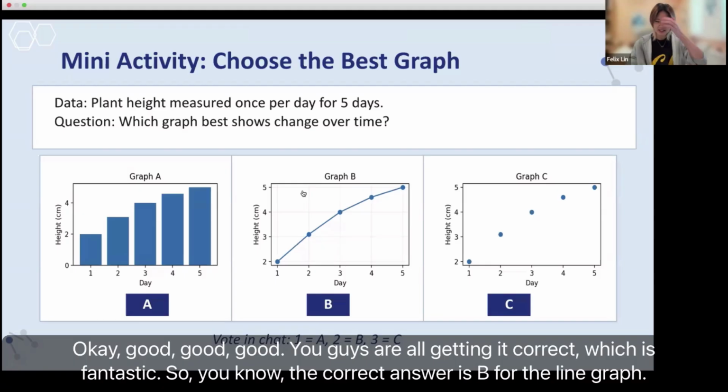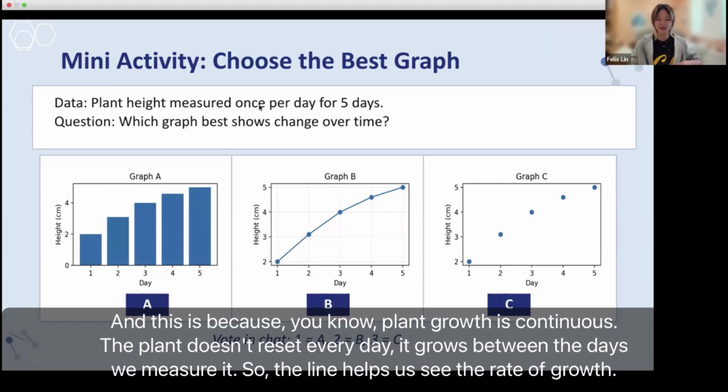Okay, good, good, good. You guys are all getting it correct, which is fantastic. So, the correct answer is B for the line graph. And this is because plant growth is continuous. The plant doesn't reset every day. It grows between the days we measure it. So the line helps us see the rate of growth.